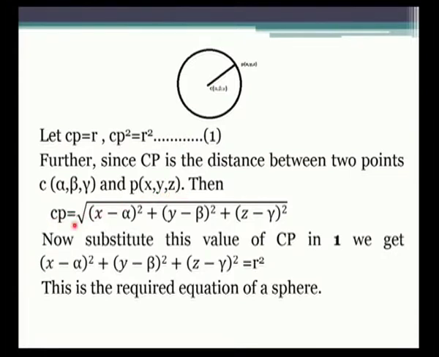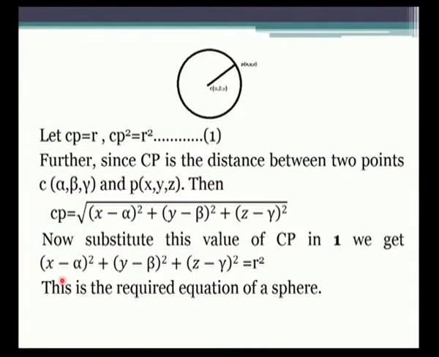Then the distance CP is equal to, by the distance formula, square root of (x minus alpha) whole square plus (y minus beta) whole square plus (z minus gamma) whole square. So, this expression gives the distance between the center point of the sphere and any point on the surface of the sphere. Now, substitute this value of CP in equation 1.